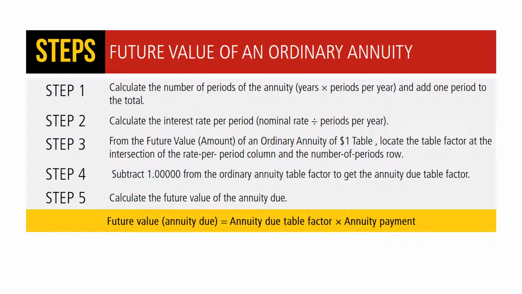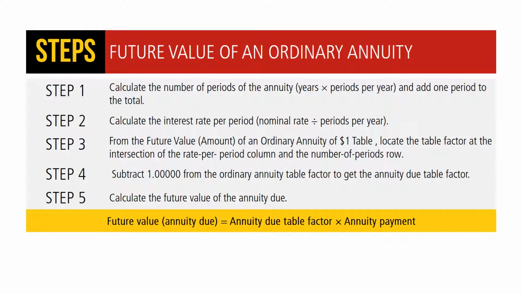Step 1. Calculate the number of periods of the annuity. This is years times the periods per year, and add 1 period to the total. Step 2. Calculate the interest rate per period. This is the nominal rate divided by the periods per year. Step 3. From the future value amount of an ordinary annuity of $1 table, locate the table factor at the intersection of the rate per period column and the number of periods row. Step 4. Subtract 1 from the ordinary annuity table factor to get the annuity due table factor.